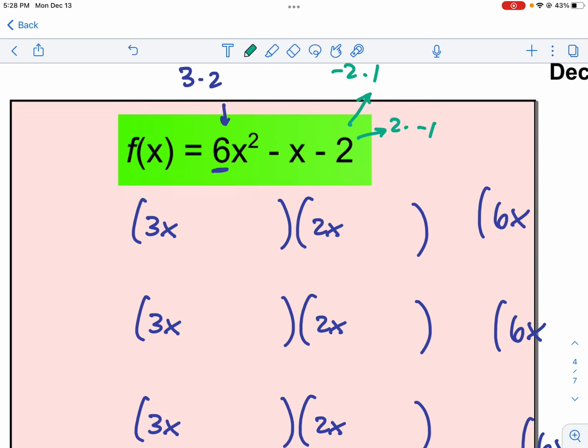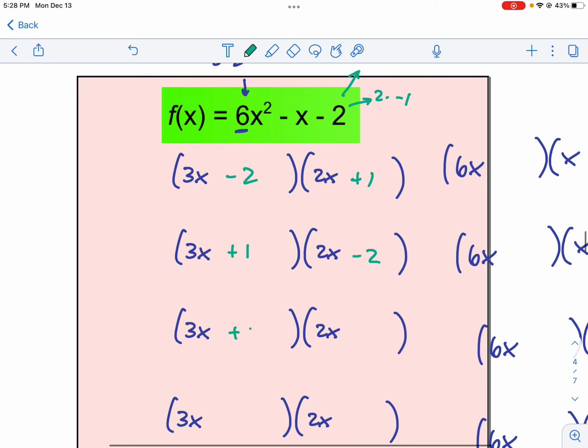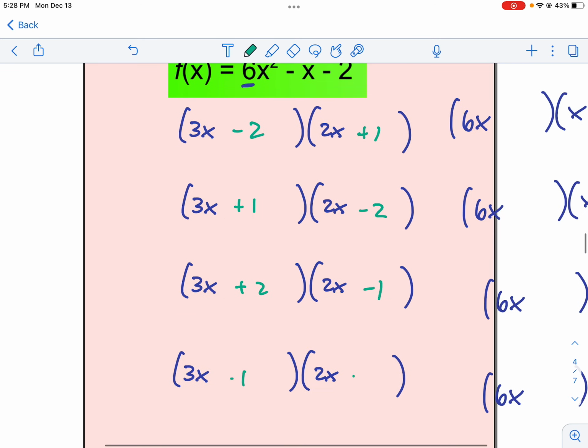So we can plug these in different orders, different combinations, right? We could look like that. We could flip-flop them and put 1 first. We could go back to our first order but make 2 positive and 1 negative. And again, we can flip-flop them.